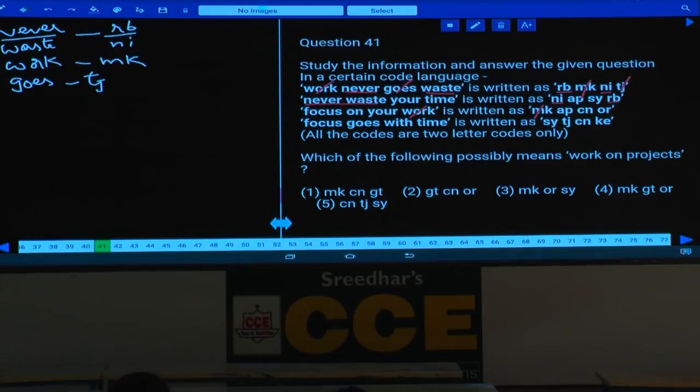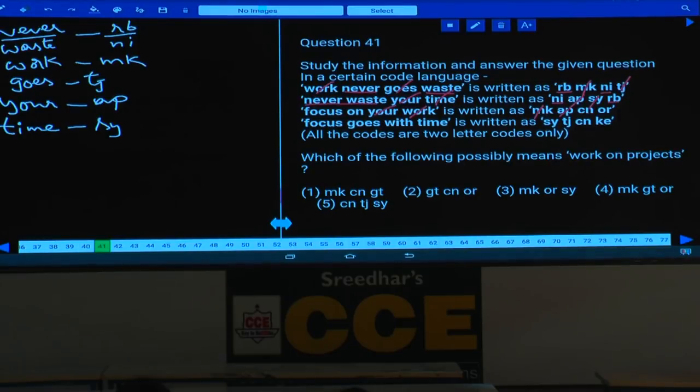Then between the second and the third one, what is the word which is common between these two? Your and time. Here focus on your. Your is the only word which is common. Tell me what is the code common between these two. AP is common. And the code to the word your is AP. If your is AP, then what is the word left over in the second statement? Time is the only word left over. And what is the code left over here? SY. And the code to the word time is SY.